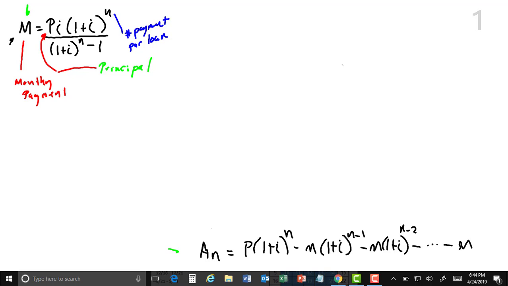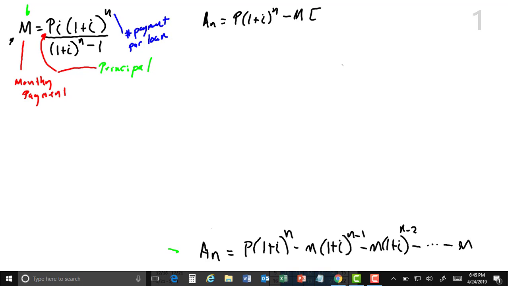So I'm going to go over here and rewrite this problem up here. The amount owed after the nth payment is going to be P times 1 plus I raised to the n, yeah? And then I'm going to factor out a minus M, and that's going to leave me inside. You can see what's going to happen here.